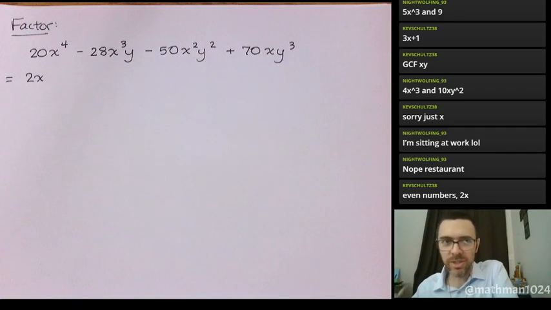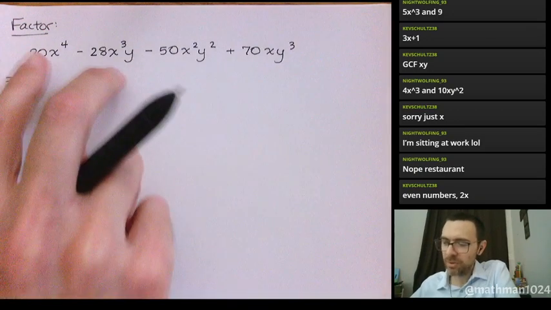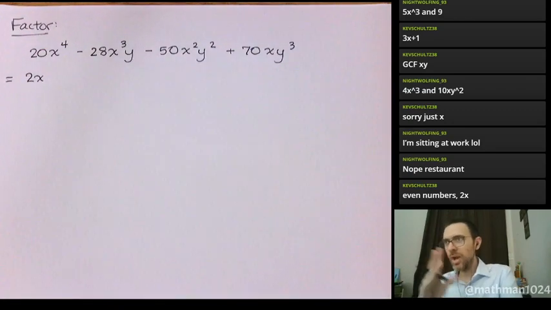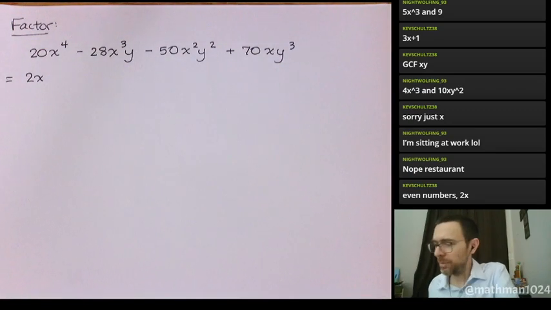So, taking out the 2x first is my greatest common factor. If you had done factoring by grouping at the very beginning, it's very easy to miss the 2x. But I'm going to show you how you can kind of see that here in a little bit.